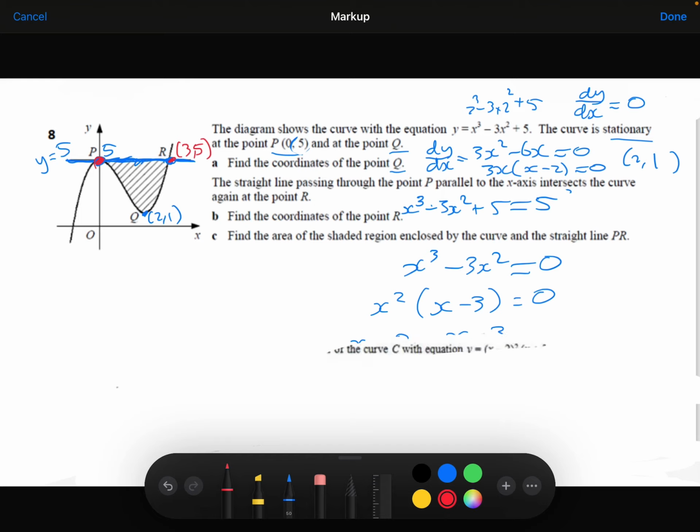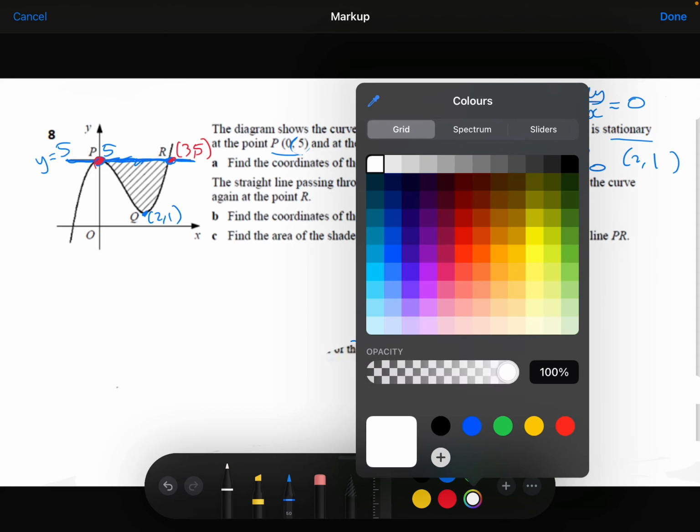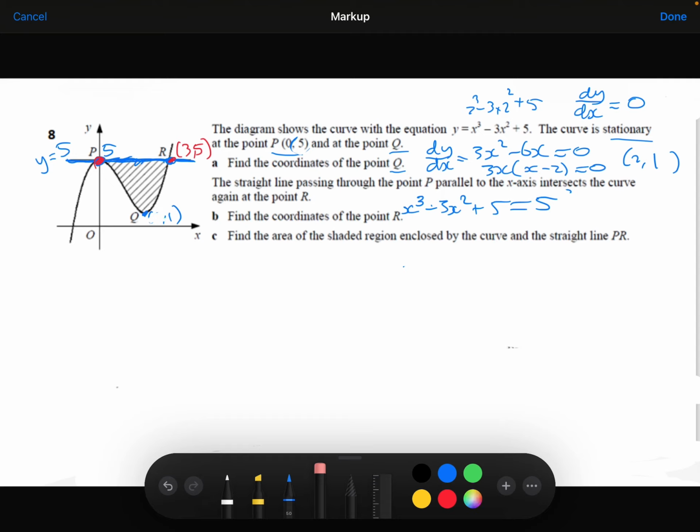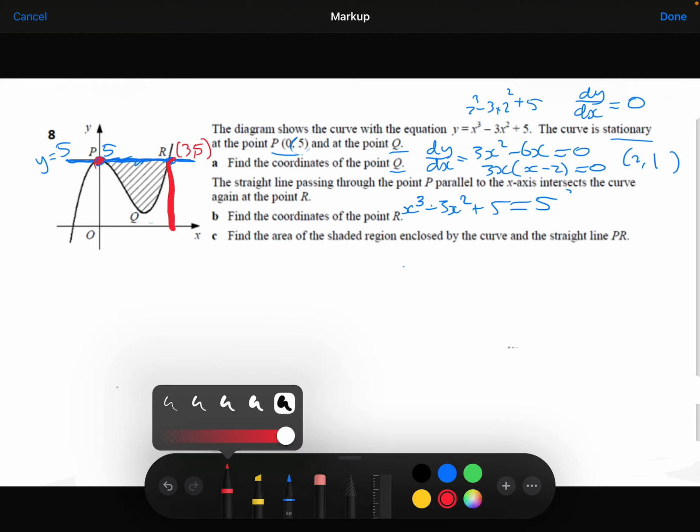Part C, I'll do that. I know you didn't ask me about that one, but I'll do it just in case. So we want to find the area of this shaded region here. So to do that, I know that I can integrate. If I integrate between 0 and 3, that will tell me the area underneath the curve.